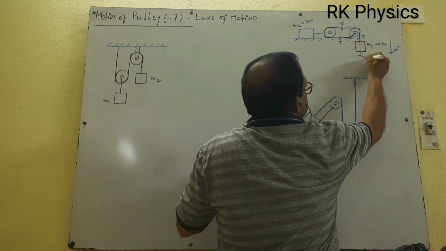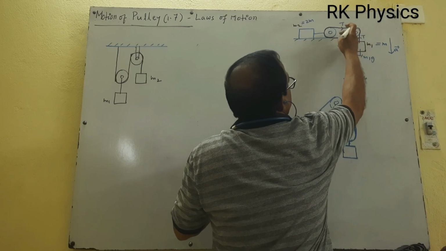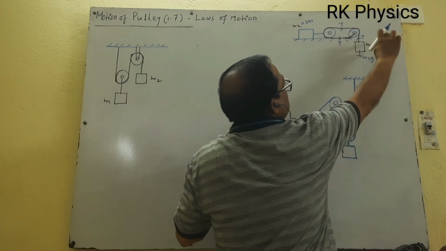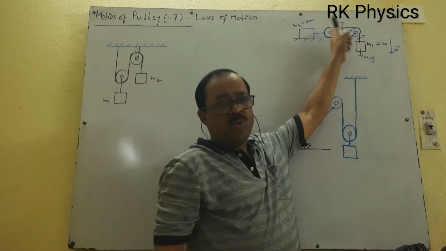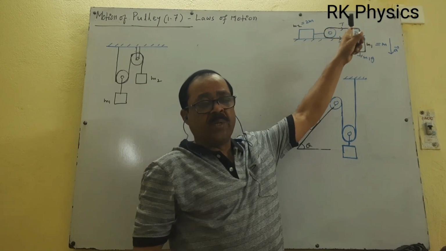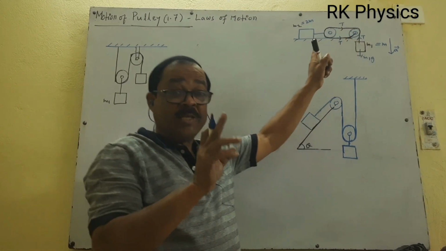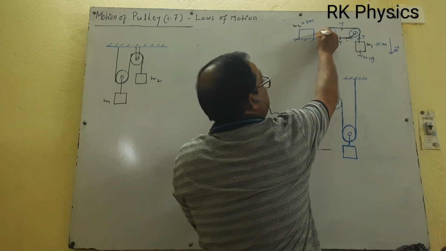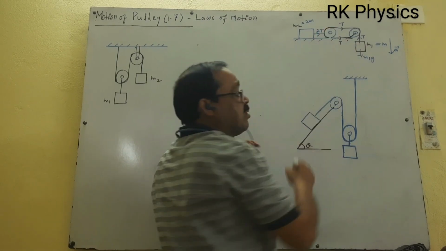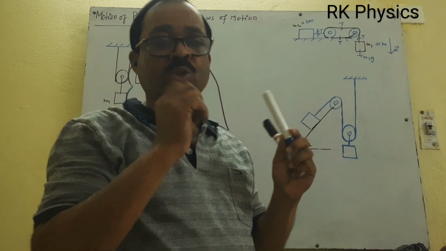Weight of the body is M1G. But these two strings are acting on this pulley towards the right. These are like parallel forces acting towards the right, therefore the resultant towards the right is 2T.